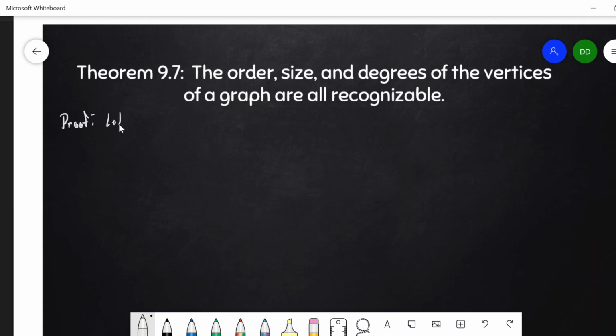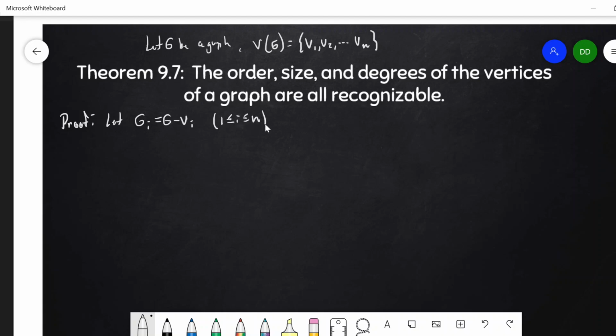So let G sub i be equal to G minus v sub i. Here, in the background, I'm going to let G be a graph, and let's say its vertex set is v sub 1, v sub 2, up through v sub n. I'm going to let G sub i be G minus v sub i for each i between 1 and n.